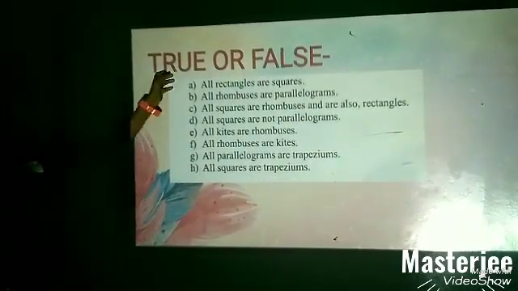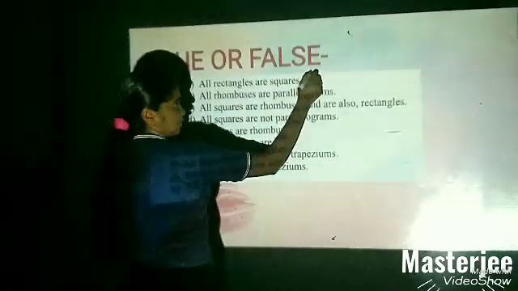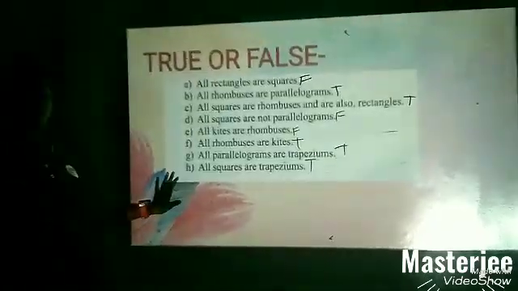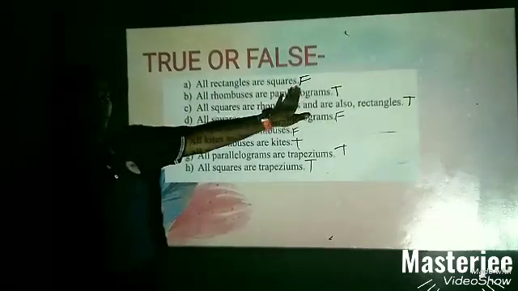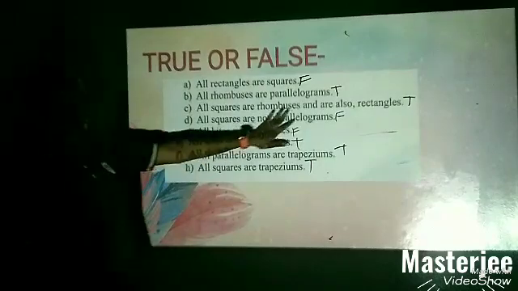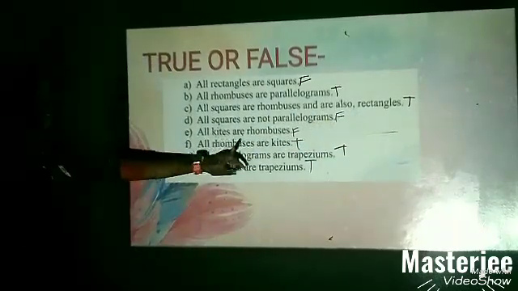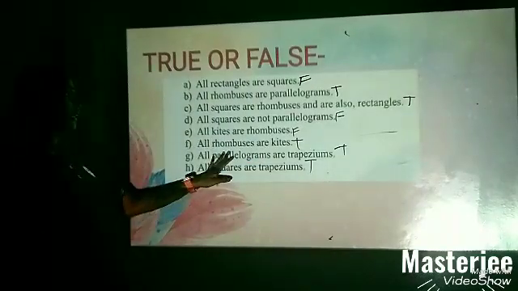And we have added some true or false. Here, all rectangles are squares. False. All rhombuses are parallelograms. True. All squares are rhombuses and are also rectangles. True. All squares are not parallelograms. False. All kites are rhombuses. False.